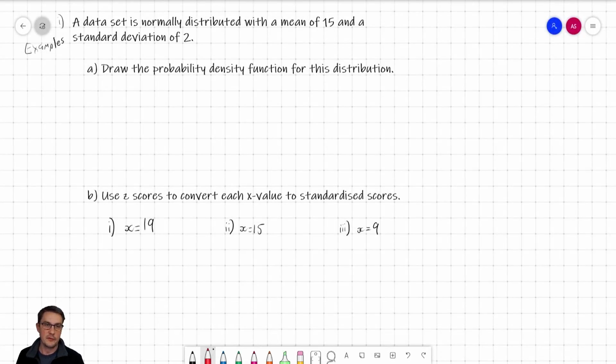Okay, amazing people. We've got this first example here where we're told a data set is normally distributed with a mean of 15 and a standard deviation of 2. Draw the probability density function for this distribution. In the first instance, we need to draw out a PDF here.